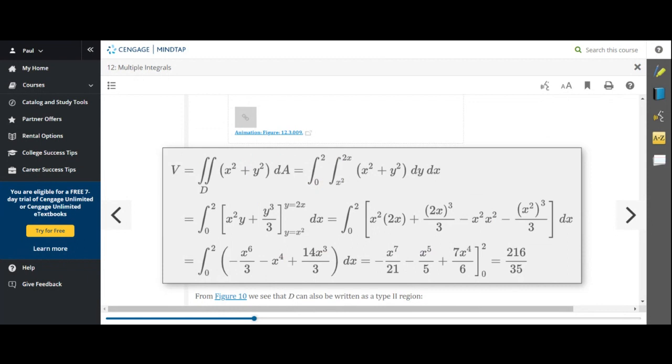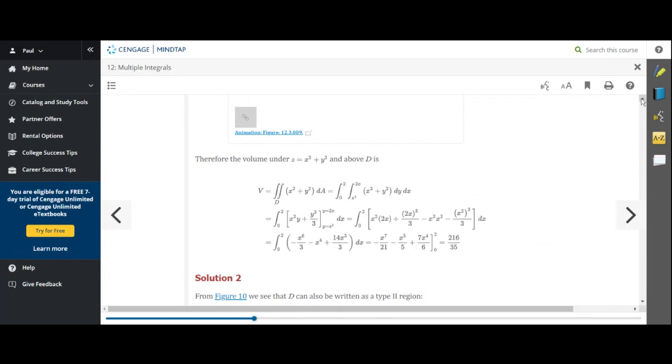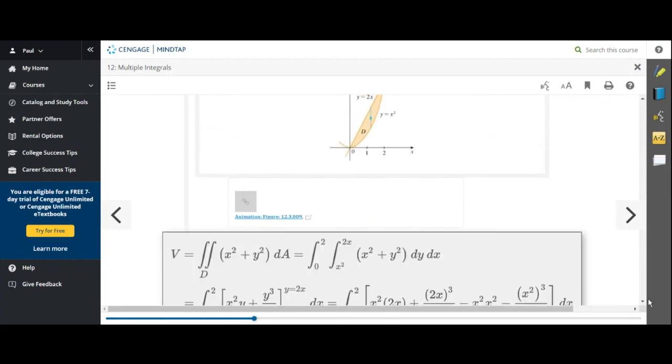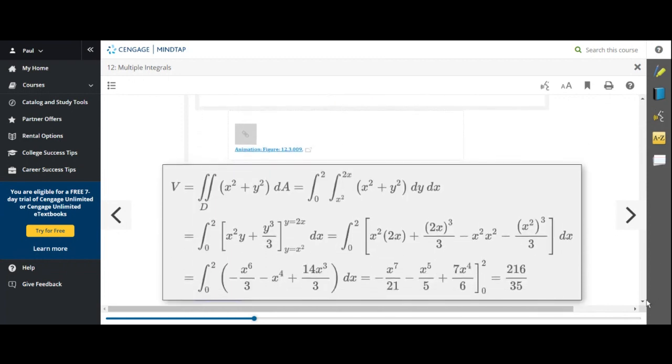And the x limits go from 0 to 2. Okay, that's if you're treating it like a type 1 region.